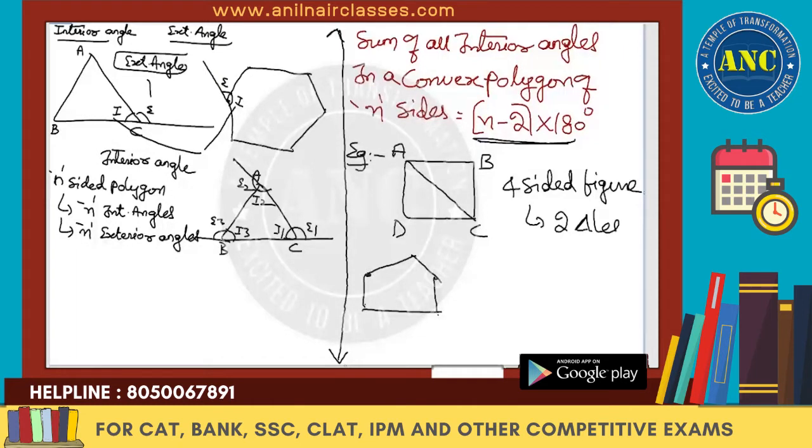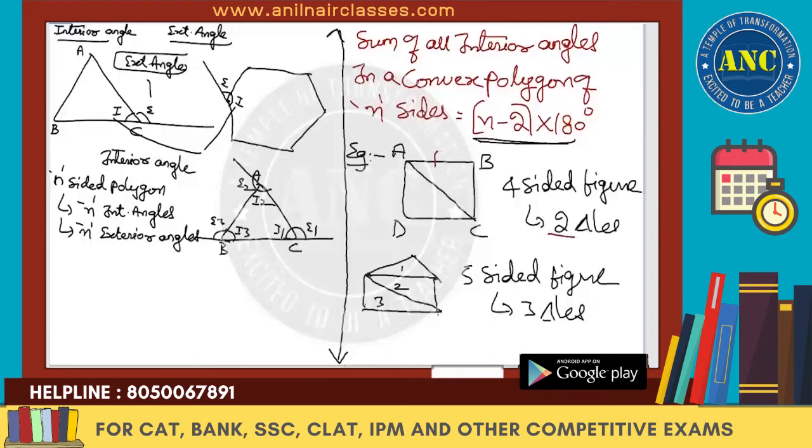Take a point and join the non-adjacent points. In a five-sided figure, how many triangles are there? There are a total of 3 triangles. If it is a four-sided figure, I get 2.